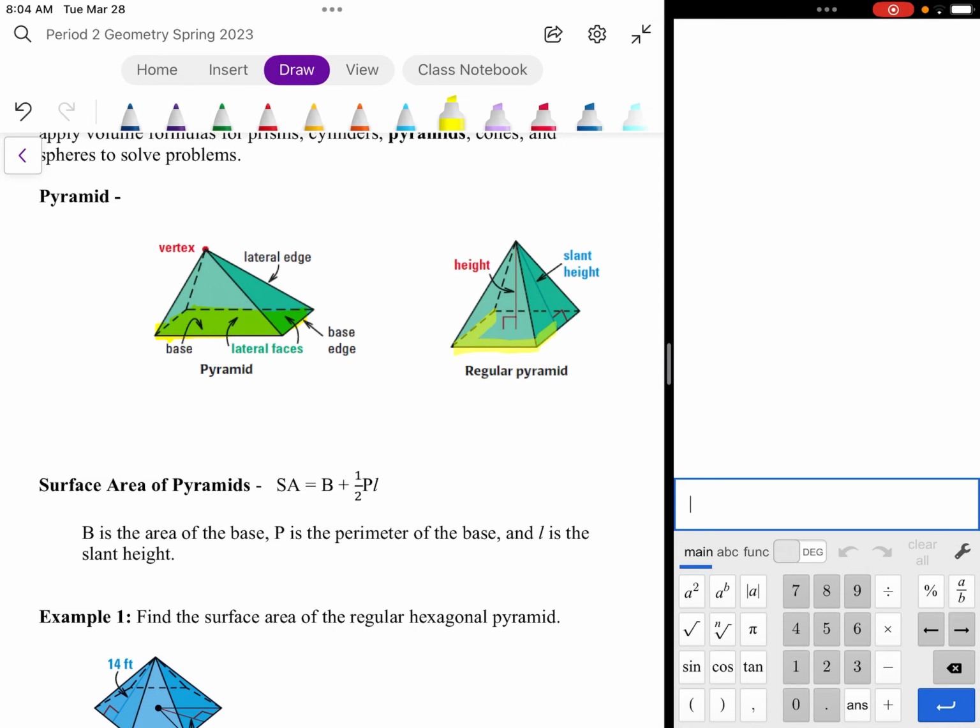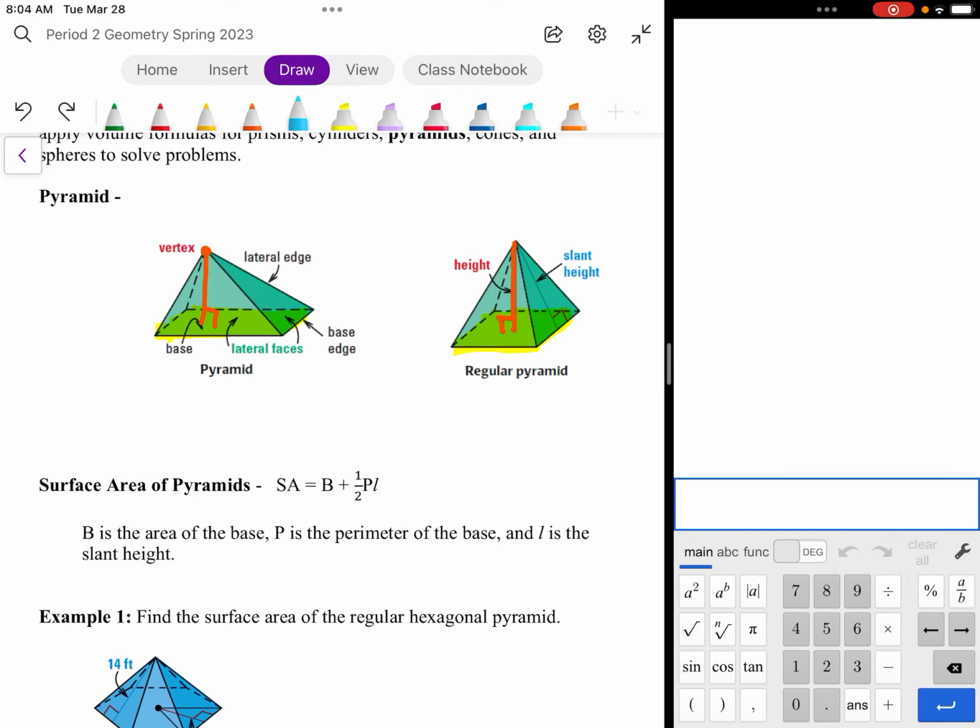A regular pyramid means that all of the sides are the same length on the base. And the two pieces that you need to know is that there's the height of the pyramid, which is the distance from the vertex straight down to the base, and that's forming a right angle. And then there's the slant height. So these two are two different things.